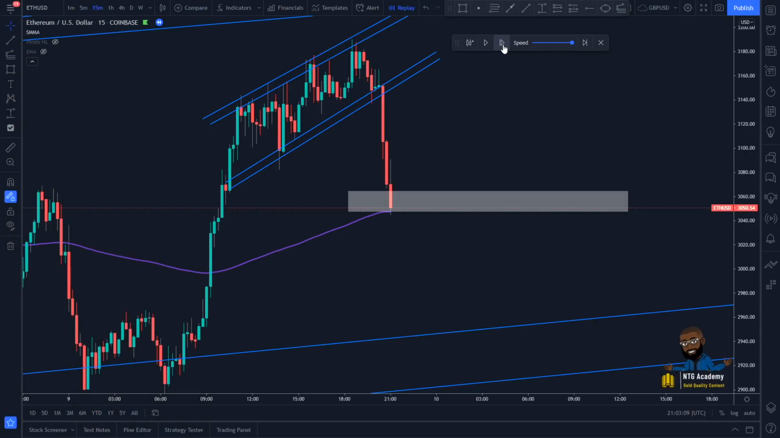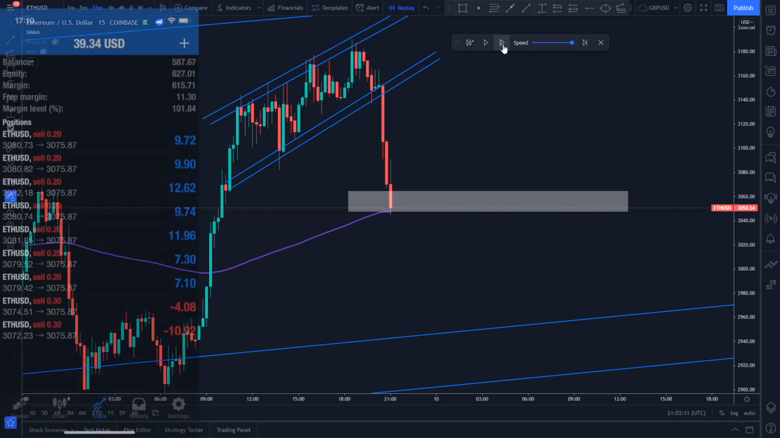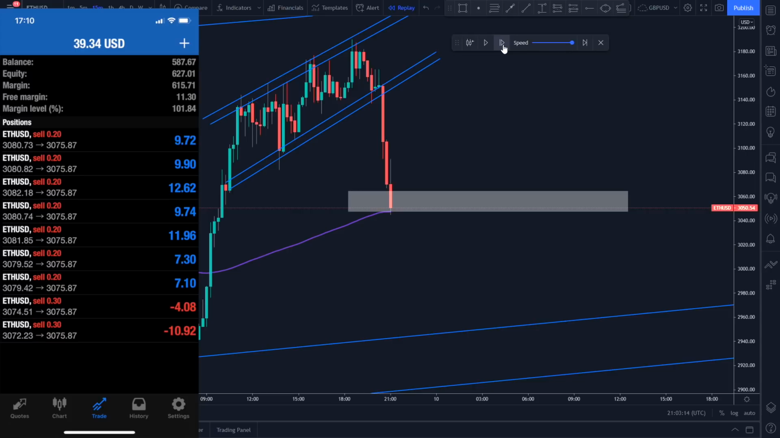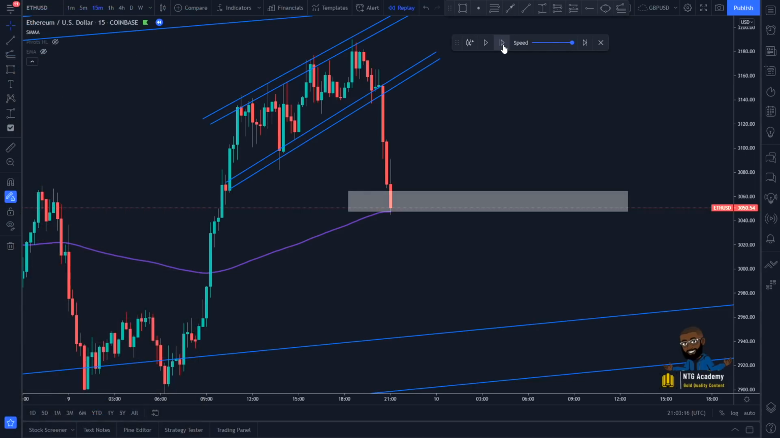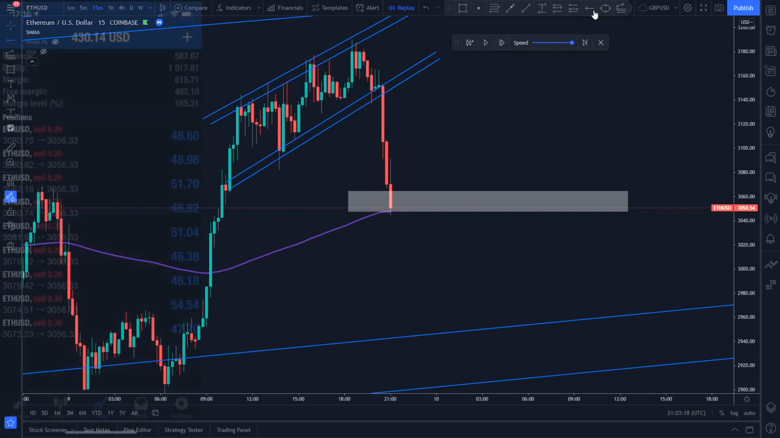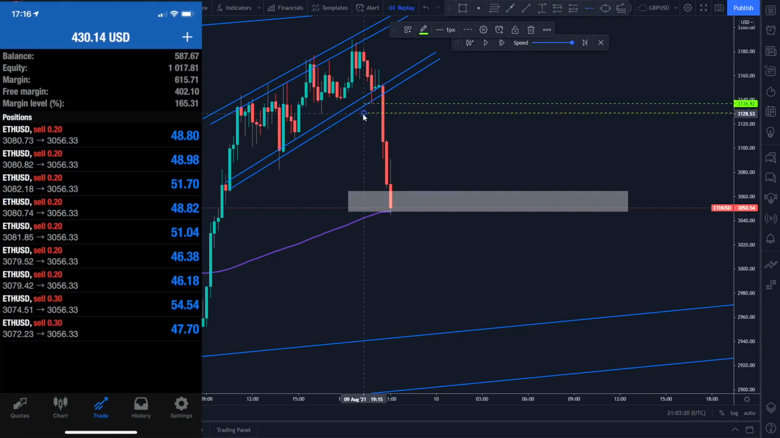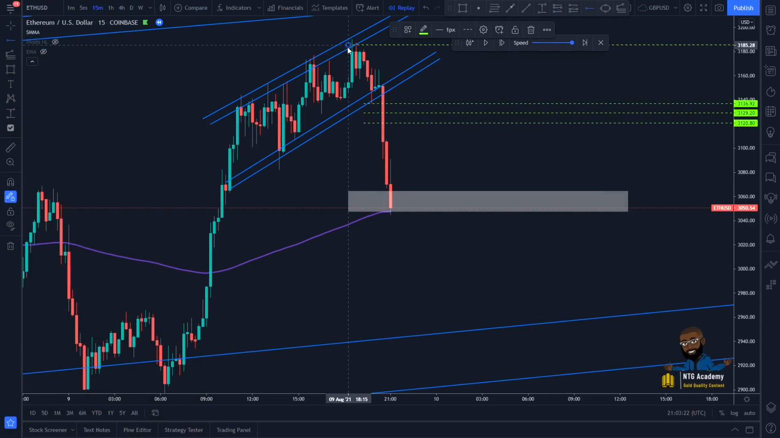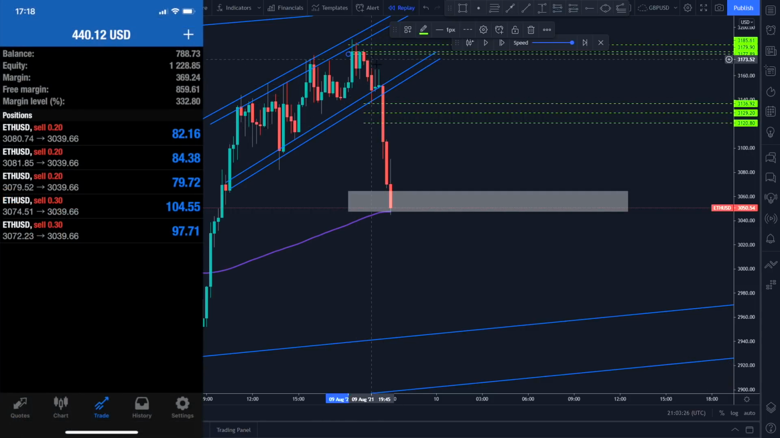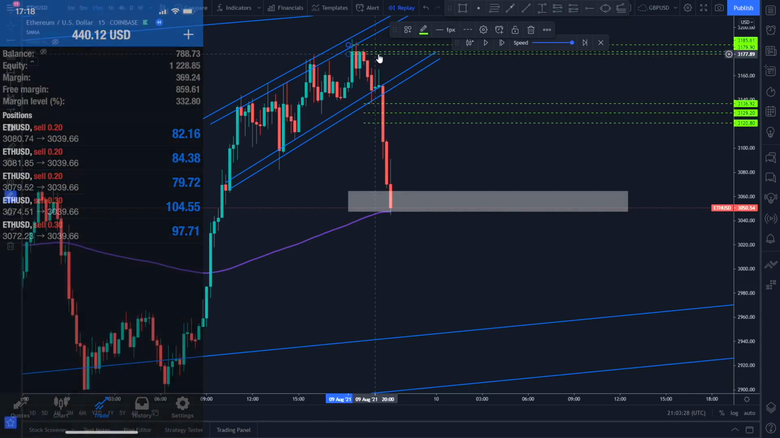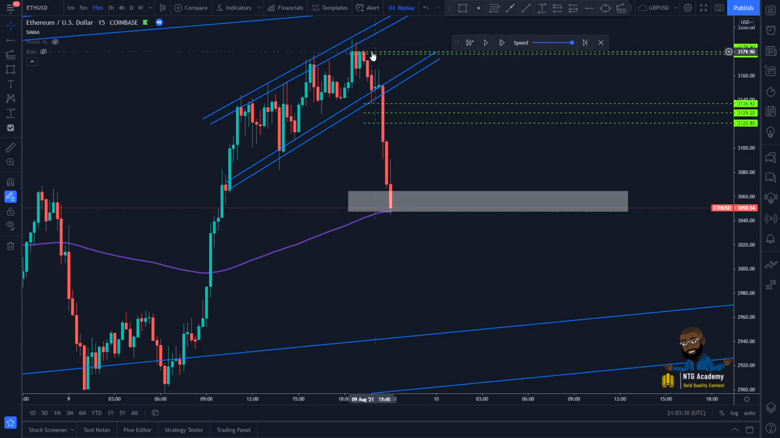As soon as it dropped to that TP zone, I was up about $400 in profit. And then I started taking positions. And what I'm doing, as the market is dropping, is scaling in, and I'm actually closing positions at the top. And that's what you guys want to do.